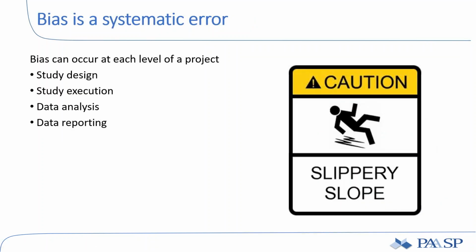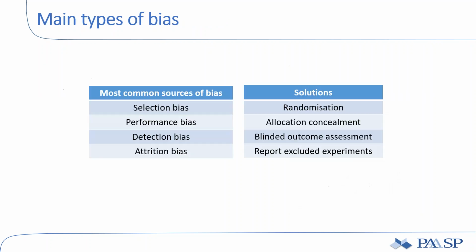Let's switch to a slightly different topic, bias. Bias is a systematic error. It can occur at each level of a project: study design, execution, analysis, and reporting. And blinding and randomization are procedures to reduce bias.